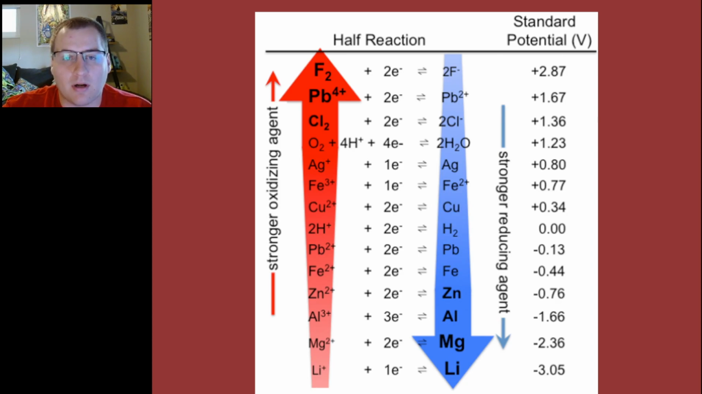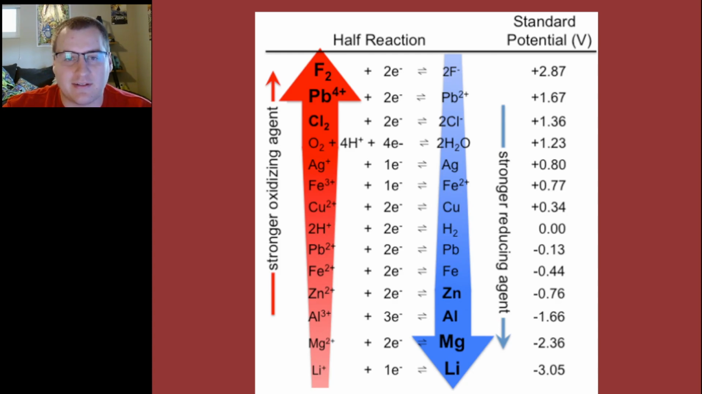A misleading part of this unit: as you go up on this chart, follow this red arrow up, they get better and better at reducing, which is why the standard potential is getting higher and higher. And as you go down, they get better at oxidizing. But if you read the little arrows here on the left, it says the opposite. It says as you go up, you get a stronger oxidizing agent.